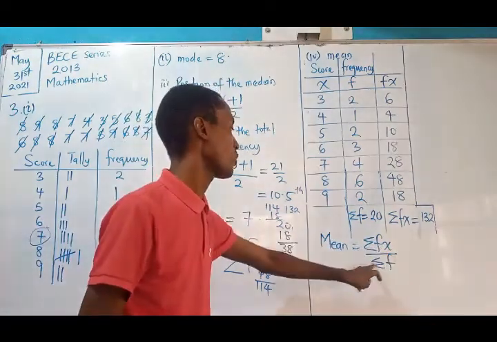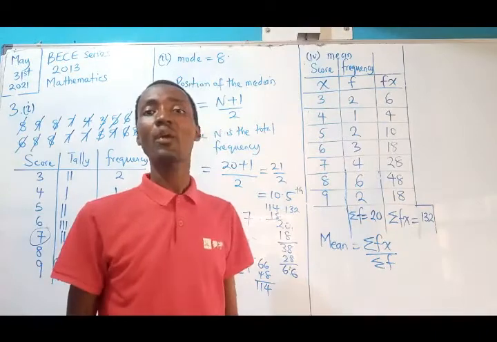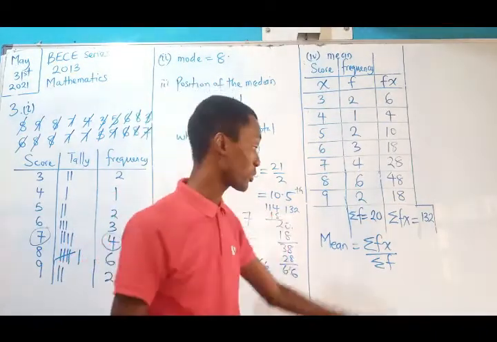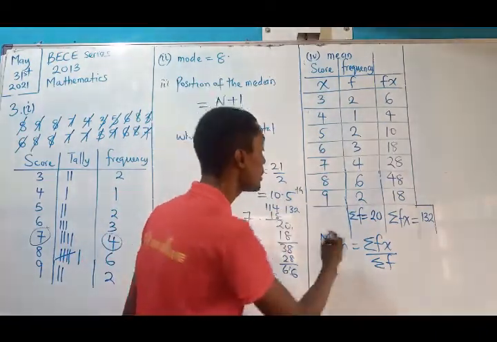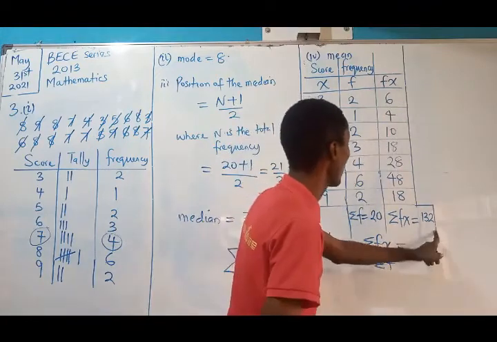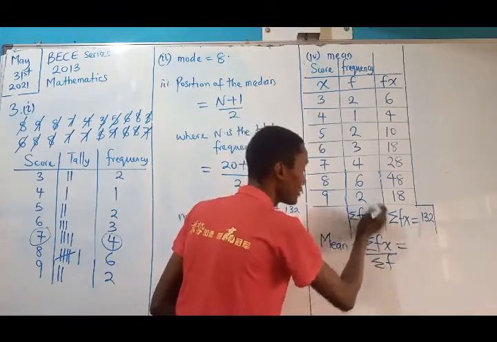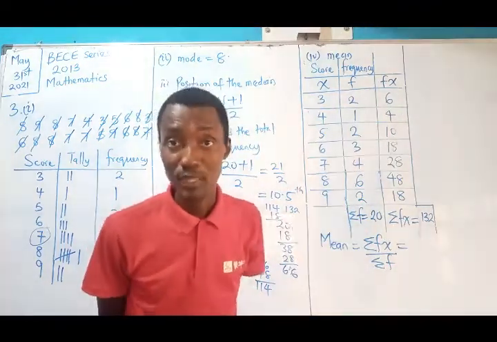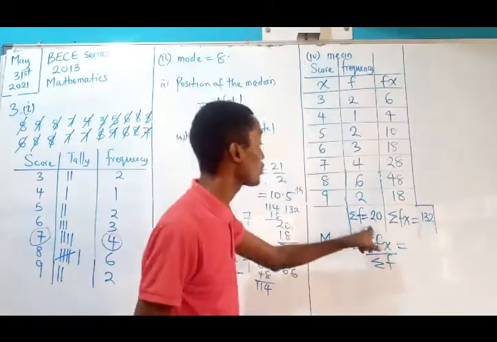Sigma f of x over sigma f. Now, you may not even write that in the exam. You can just say mean equal to, what have you gotten here? You may never write this one. Nobody will penalize you, because it's implied that whatever you put here is what?